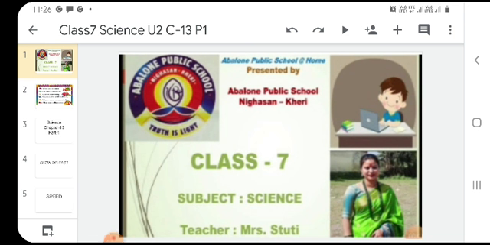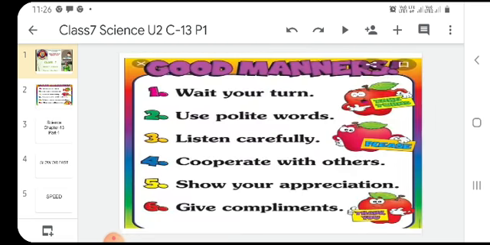Dear students, today we are going to start chapter 13 in physics, that is motion and time. So, before starting the chapter, let us learn about some good manners. Wait your turn, use polite words, listen carefully, and cooperate with others. Show your appreciation and give your compliments.